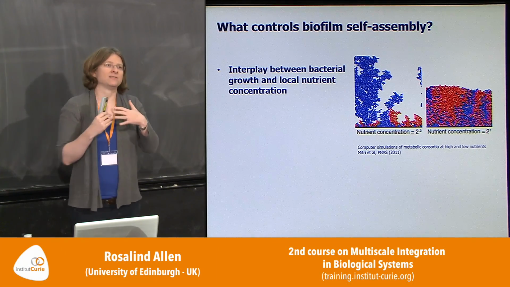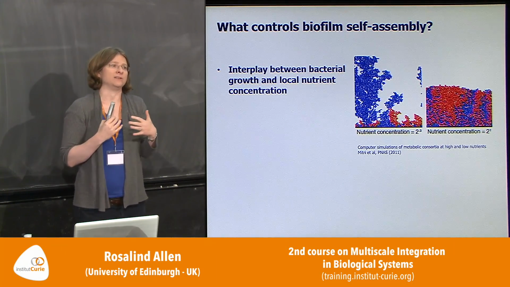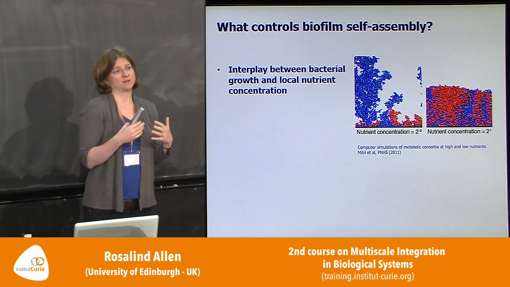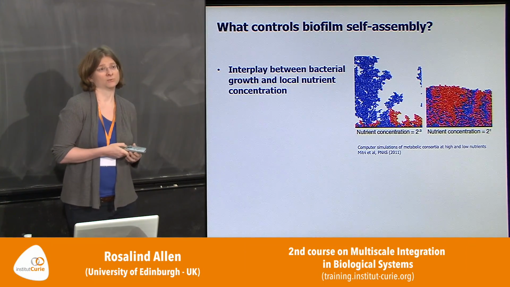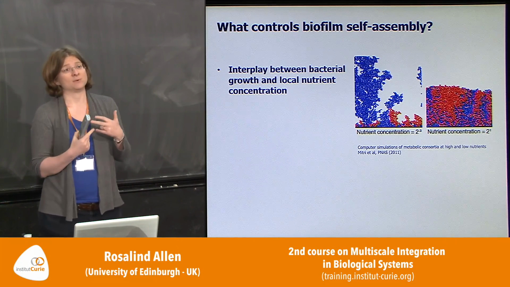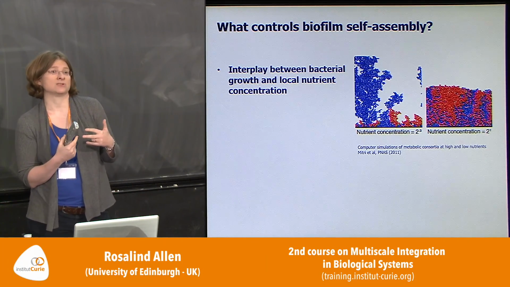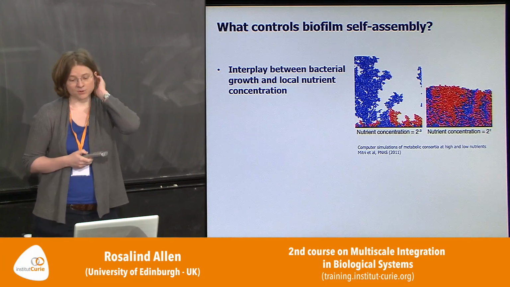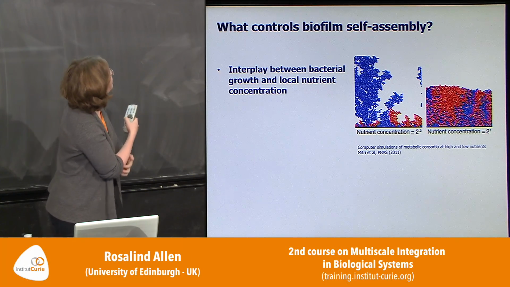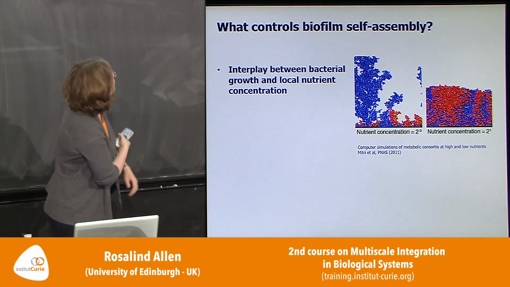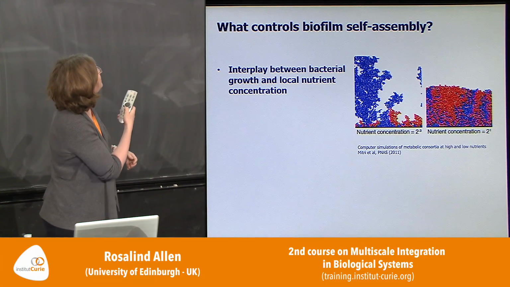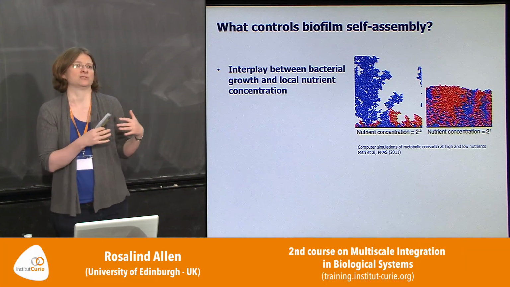Because of that, there are spatial gradients of nutrient that form. And bacterial growth is coupled to those nutrient gradients because the bacteria grow faster where the nutrient is more abundant. So there's an interplay between the spatial structure of the nutrient concentration and the spatial structure of the bacterial population. You can see it's important from this example, taken from some work by Kevin Foster's group in Oxford, where they did simulations of a biofilm growing at 2 different nutrient concentrations.